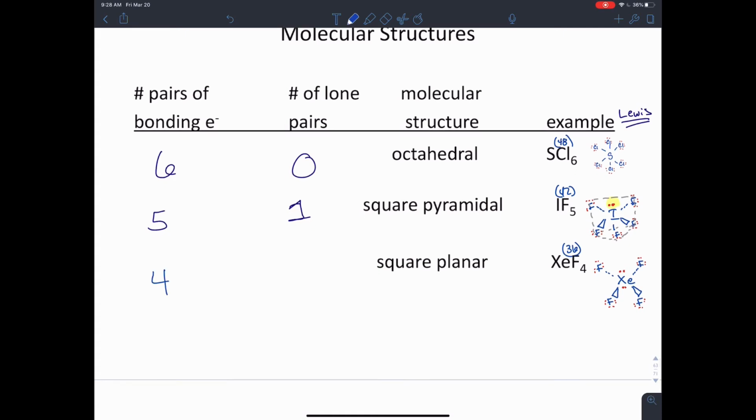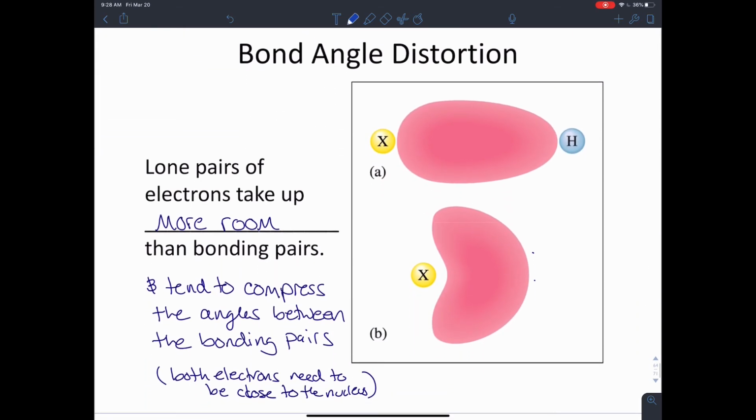We have 4 and 2. And if I make an effort to try to make it as symmetrical as possible, it kind of starts to jump out at me. This is square planar. You see that square plane around it? And my 2 non-bonding pairs in there? Let's do a couple more slides here.